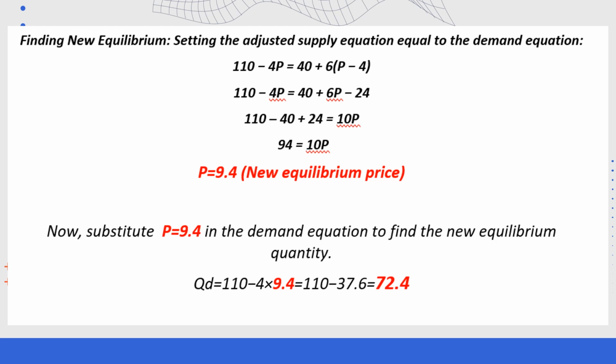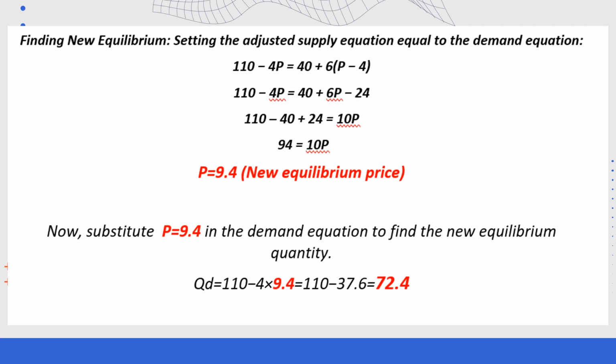So knowing this information, we just have to equate these two equations. 110 minus 4p equals 40 plus 6 multiplied by (p - 4). So utilizing the basic knowledge of algebra, we get that 94 equals 10 multiplied by p. So in other words, p equals 9.4. So the state intervention has resulted in an increase in the price.